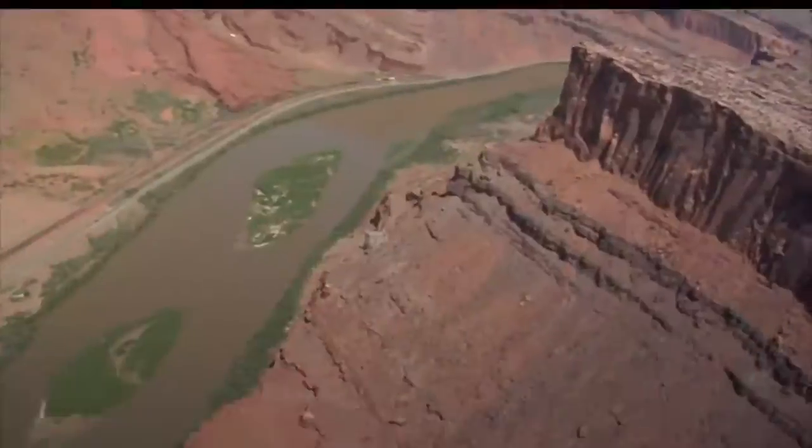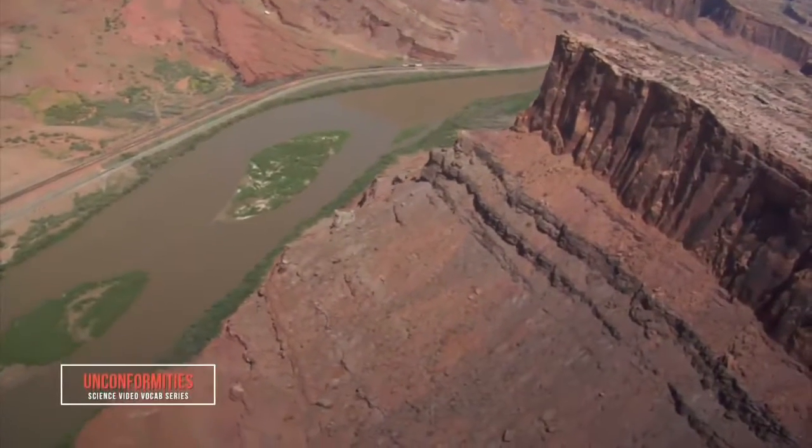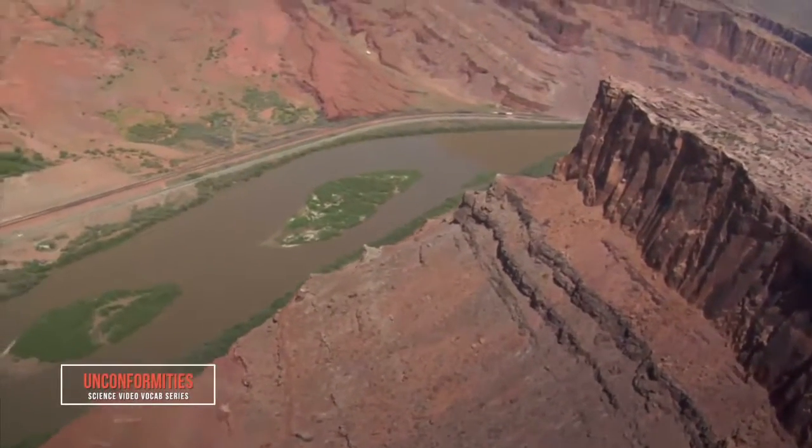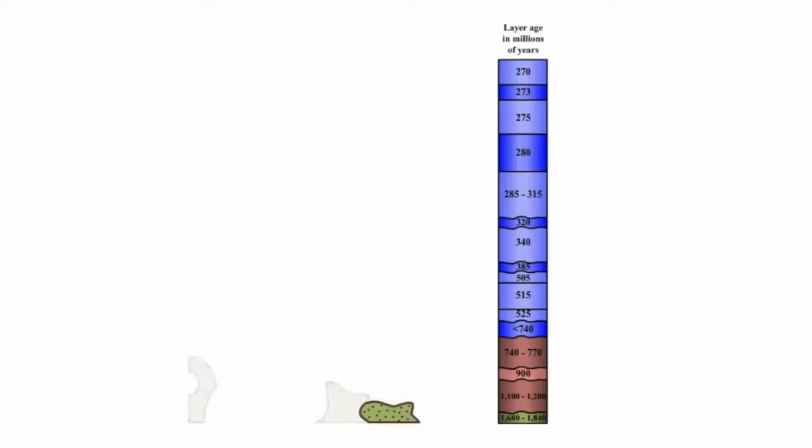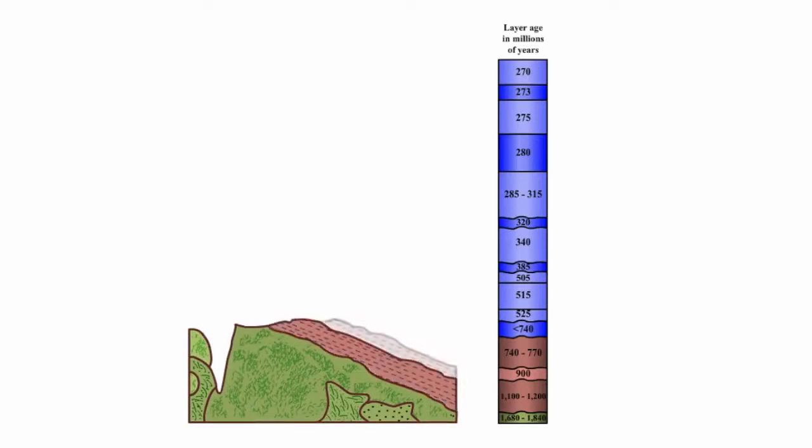Unconformities are common in sequences of sedimentary rocks, where a much younger layer lies directly on top of an older layer. In the Grand Canyon, you can observe that the unconformity exists where a much younger layer lies on one formed much earlier.